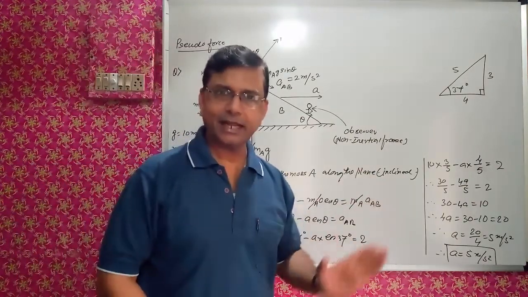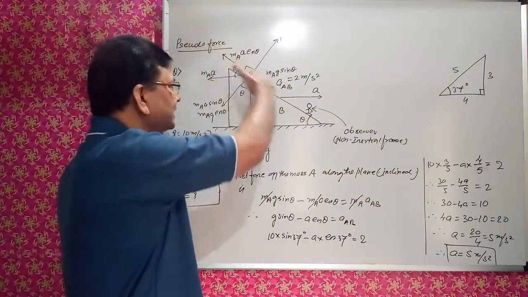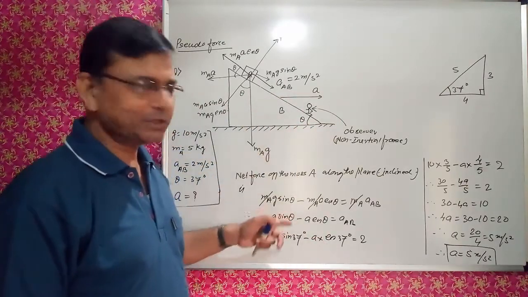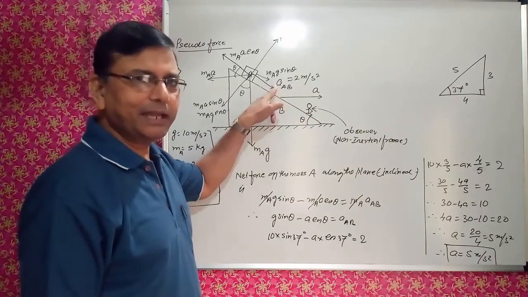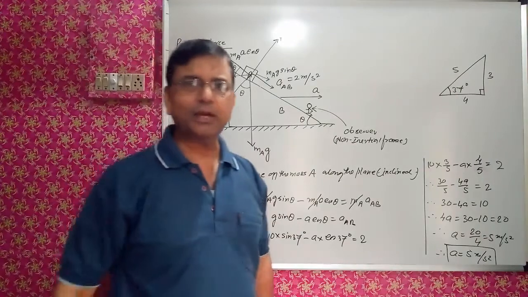I think it is clear. So along this also, if some problem comes, find the acceleration along this when it is moving with certain acceleration, that also can be solved. Sometimes A will be given, AB is required. Sometimes AB will be given, A is required. Various ways these problems can be asked.